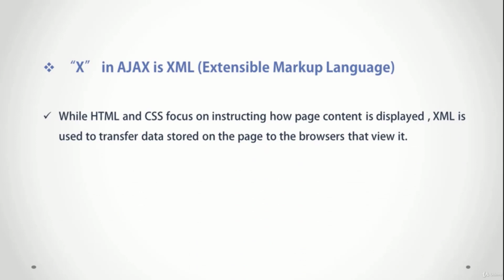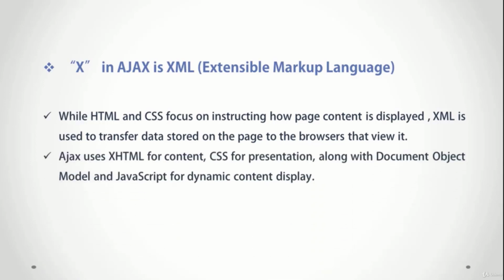While HTML and CSS focus on instructing how page content is displayed, like paragraphs, headers, font, and colors, XML is used to transfer data on the web page to the browser that views it. Ajax uses XHTML for content, CSS for presentation, along with the document object model and JavaScript for dynamic content display.